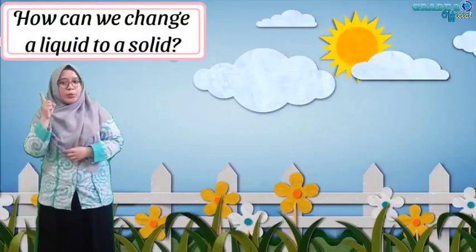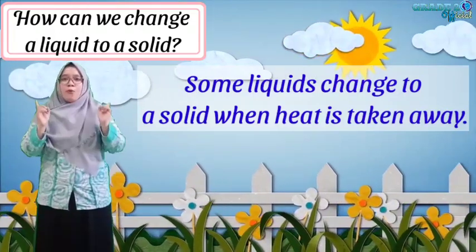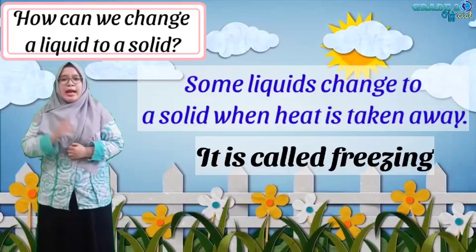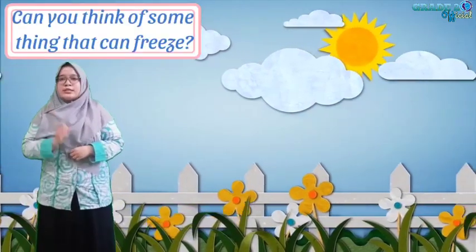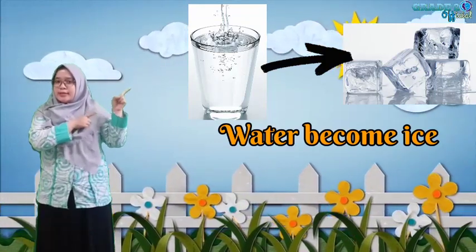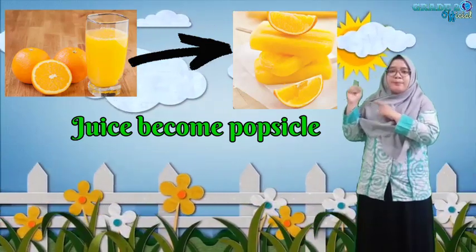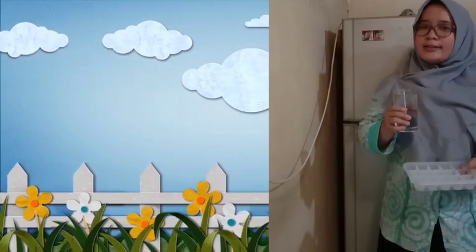Okay, next option. How can we change a liquid to a solid? Yeah, some liquids change to solid when heat is taken away. It is called freezing. Okay, next, can you think of something that can freeze? This is an example of freezing. The first, water becomes ice. And juice becomes popsicle.